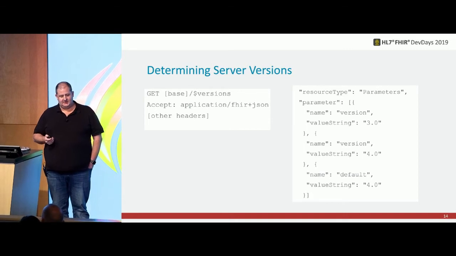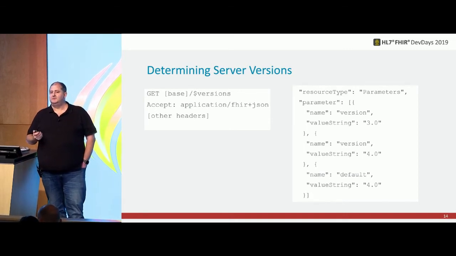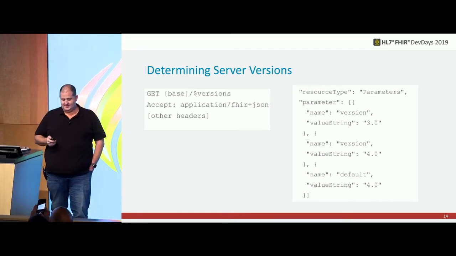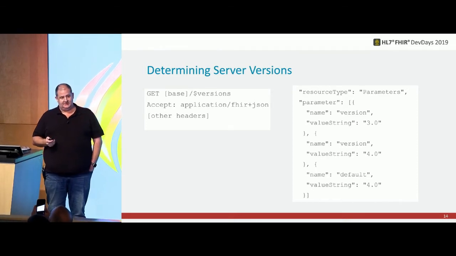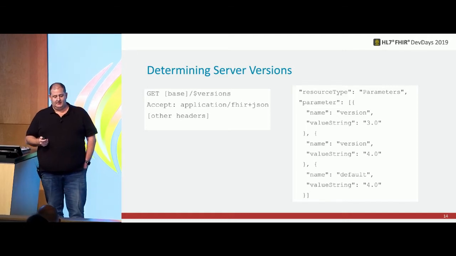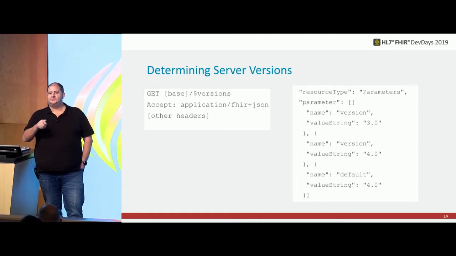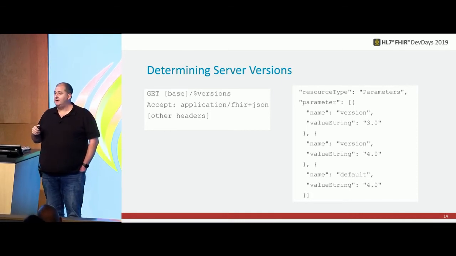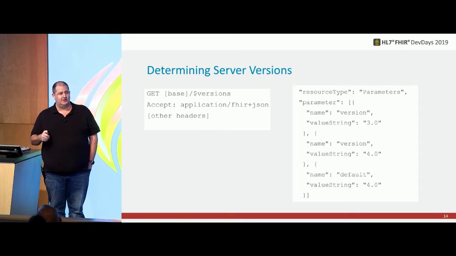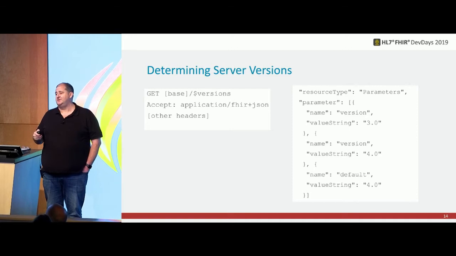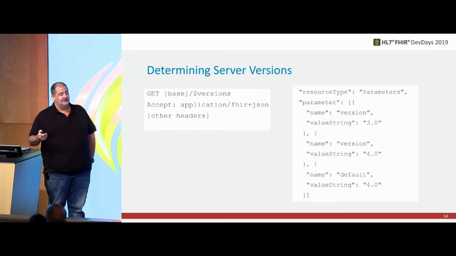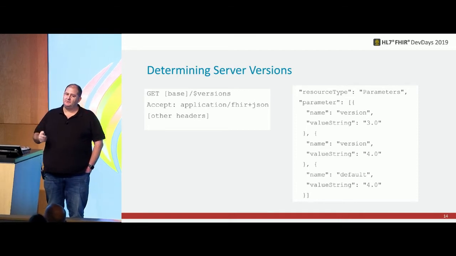All right, so the client says, well, hey, what versions can I use on the server? And so there's actually a way to ask the server. Say to the server, hey, tell me what versions you run on this endpoint. This was described in release 4. It's not mandatory for servers to run, but we would like every server to support this operation. It makes it so much easier for clients to navigate a multi-version FHIR ecosystem if they can just ask the server, what version do you run?